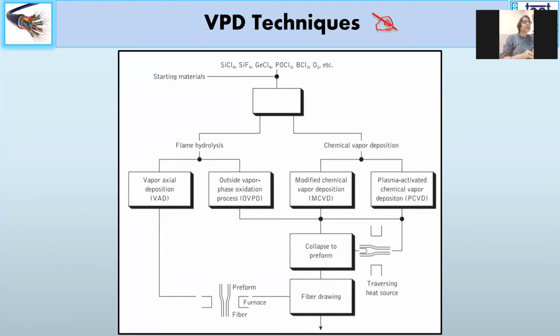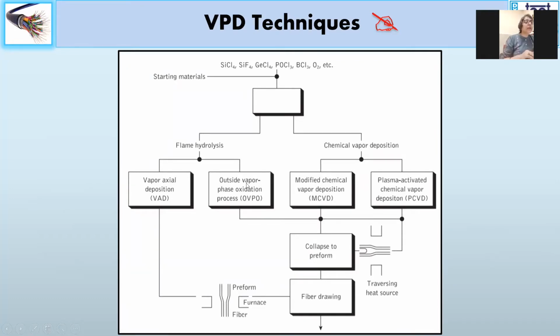If I talk about the vapor phase deposition technique, the starting material definitely is a very pure form of glass, the basic equations we have seen. And then we have two methods: one is flame hydrolysis and the other is chemical vapor deposition. In this, vapor axial deposition and outside vapor phase oxidation are the two methods that we will try to understand. And then the MCVD.